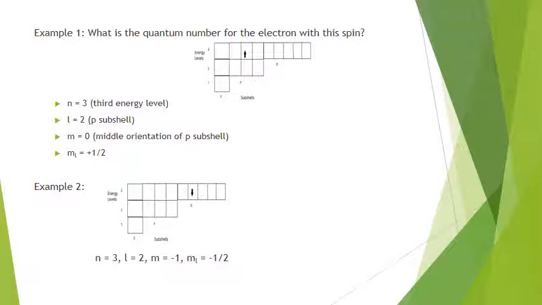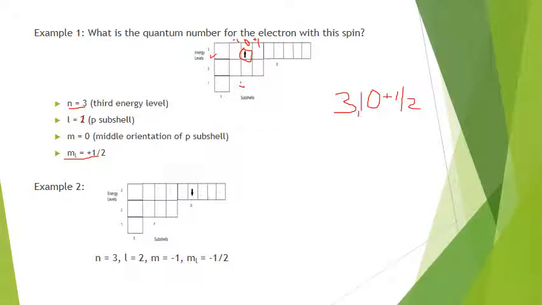All right, here's an example. Here I have an electron. It's an up electron, it's in the P subshell, and it's in the third energy level. So let's write the quantum numbers. The energy level is 3. The subshell is P, so this should be 1, because S is 0, P is 1, D is 2. For M, it's in the middle orientation, so this is -1, this is 0, and this is +1. So it's 0. And the spin is up, so it's +1/2.